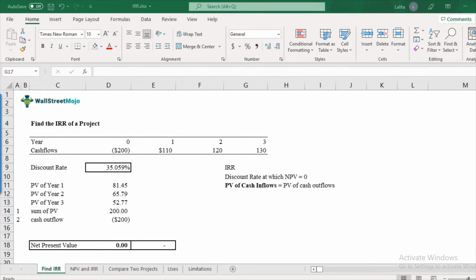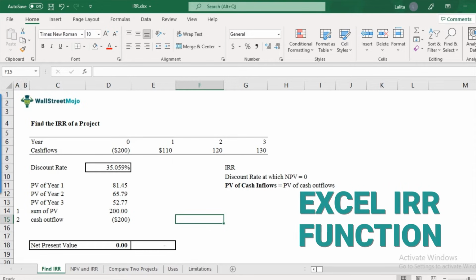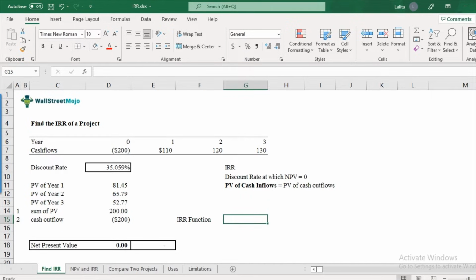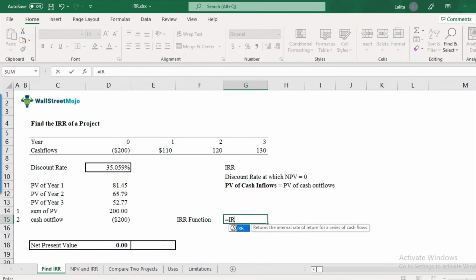The second method is very simple. This second method uses the Excel function IRR, and whatever the long form calculations we did here, they're absolutely not required at all, because the answer comes in a second with the usage of this formula. So let's do that. This is the IRR function which we are going to learn now. The function goes like this: equal to IRR, and it looks for two things, values and the guess. I'll come to both of them.